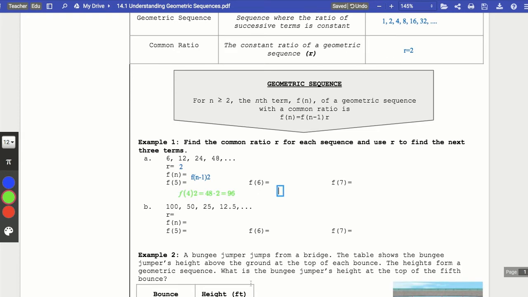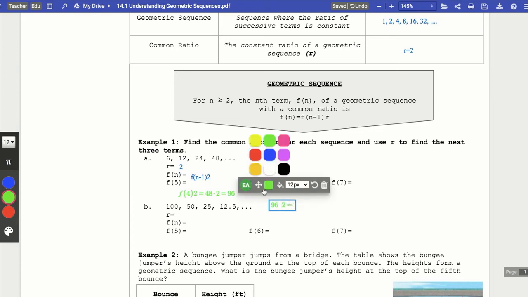f of 6, I'm going to do the same thing. I'll write this one out. f of 6 is f of 6 minus 1, which is f of 5, times 2. And f of 5 times 2 is 96 times 2, which is 192.